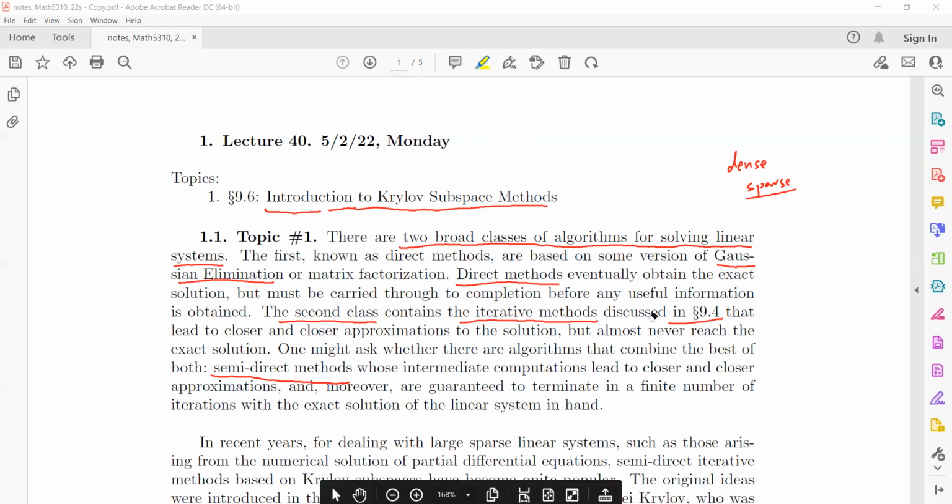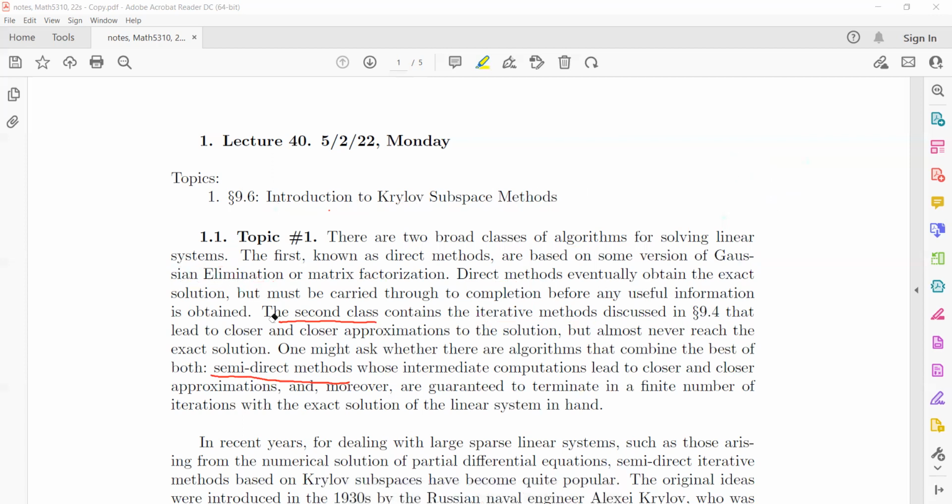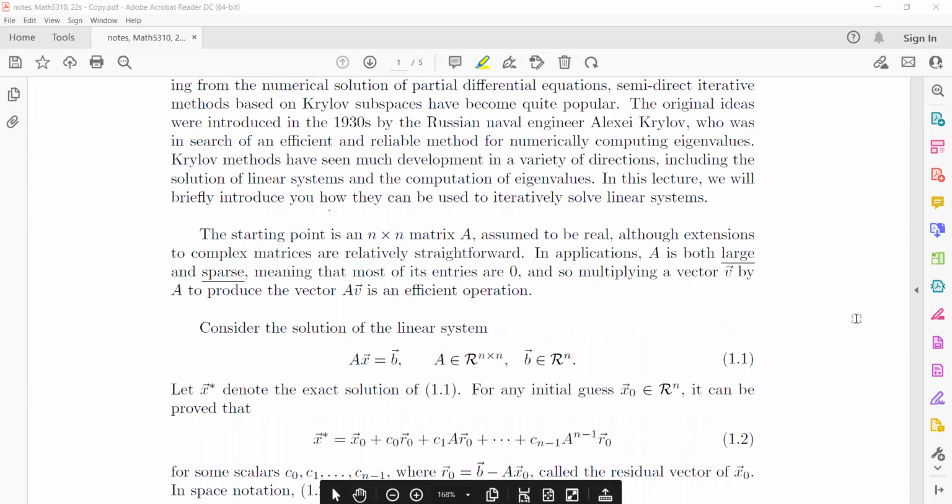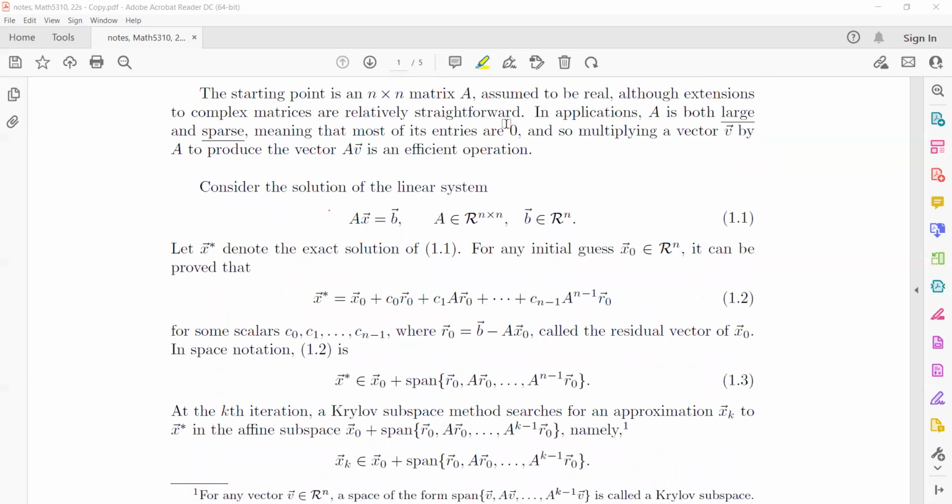Now let me erase and then move to the second half of this page. Suppose we want to solve a linear system. Here, I assume the linear system is sparse. If the linear system's coefficient matrix is non-sparse, it is dense, we apply Gaussian elimination or one of its variants. Here, A is sparse.